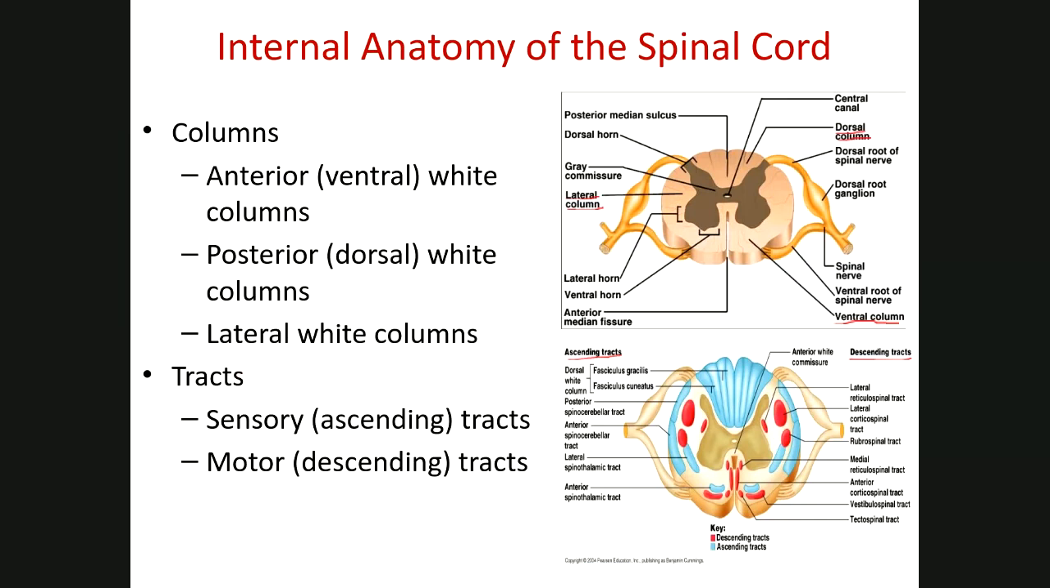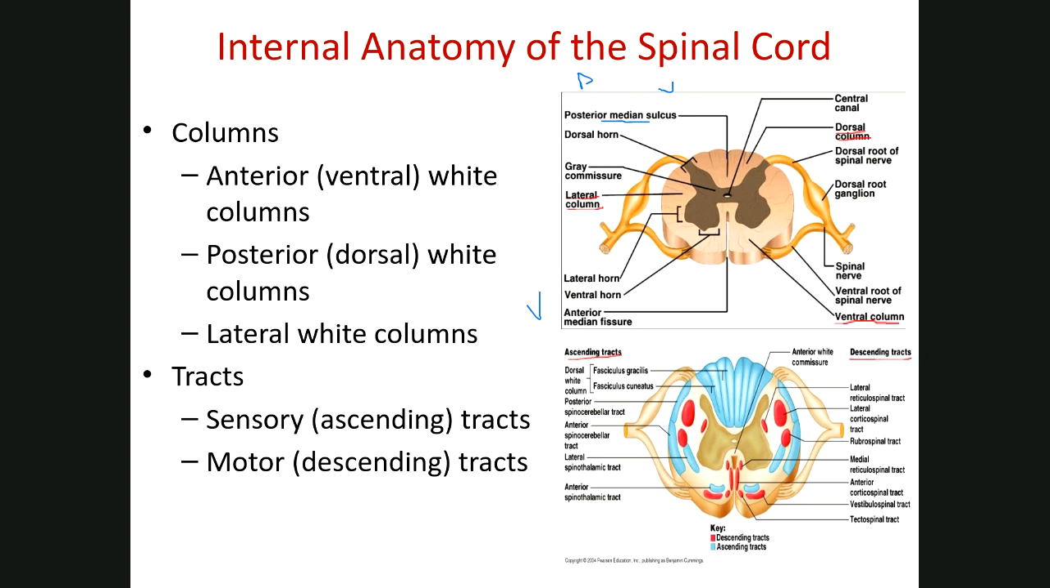So let's look at the internal anatomy of the spinal cord. If we're looking at the internal anatomy, we could see that the spinal cord is divided by two grooves. The anterior is called the anterior median fissure, which is a deep, wide groove on the anterior side, and this is called ventral. The posterior median sulcus is kind of a groove, and this is also called dorsal. Remember, we have to start memorizing that now. Dorsal for posterior and ventral for anterior.